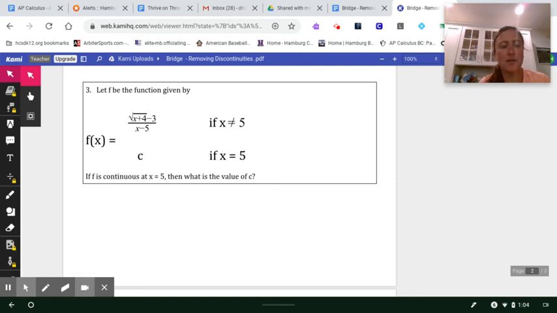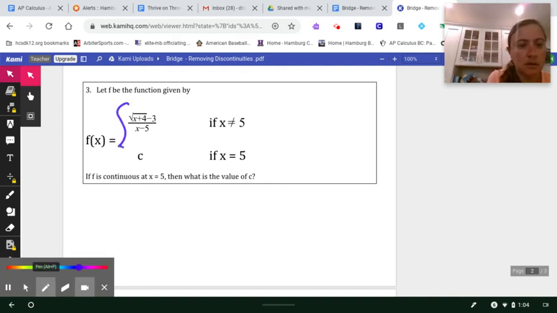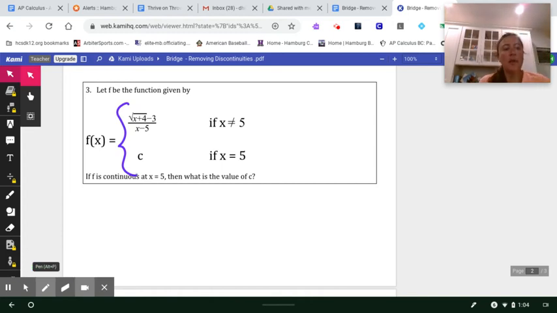So I accidentally cut that video off, so here's the rest of the questions. Question 3, let f be the function given by, and this should be a piecewise function. Just couldn't get it on my computer screen well enough.